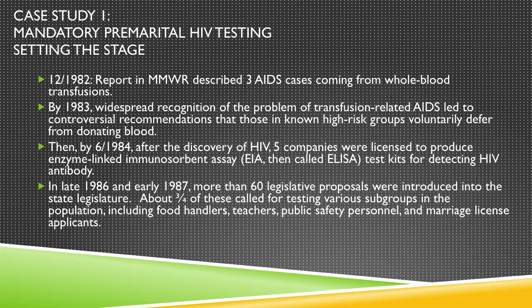So now fast forward to 1987. More than 60 legislative proposals were introduced into the state legislature. About 3/4 of these called for testing various subgroups in the population, including food handlers, teachers, public safety personnel, and marriage license applicants.